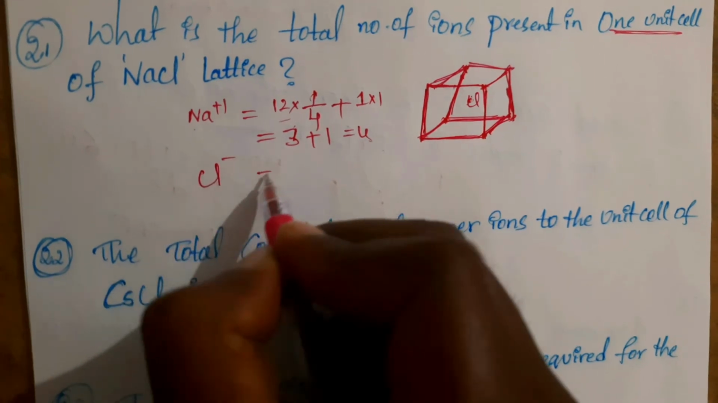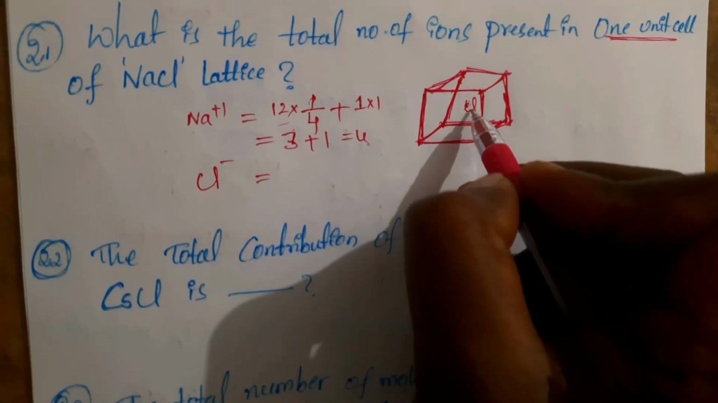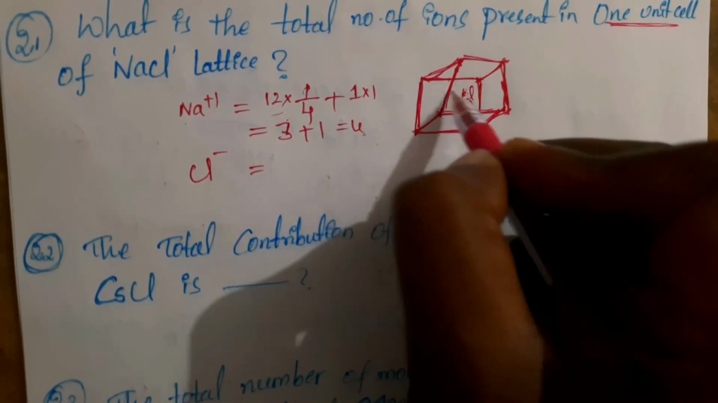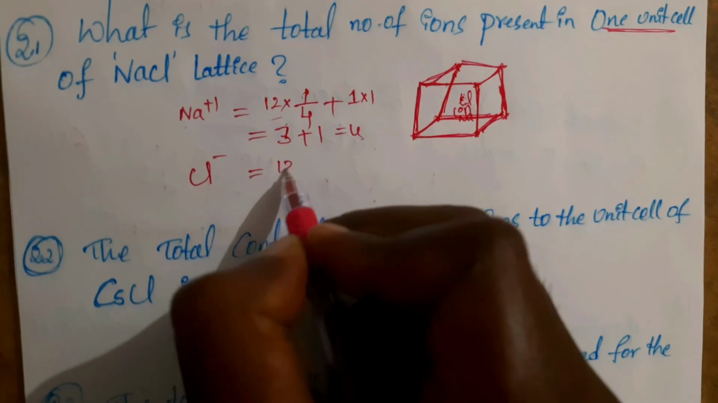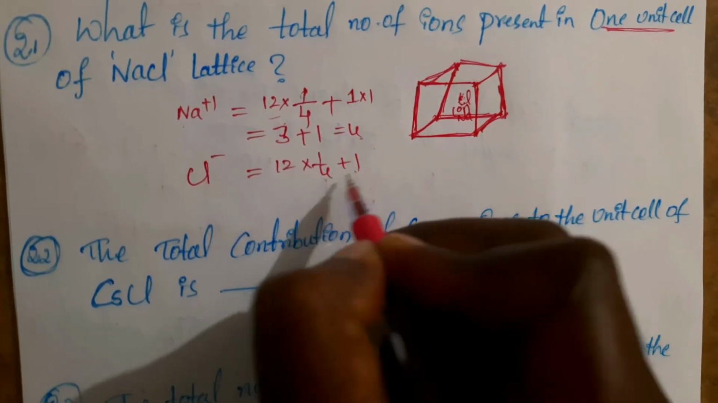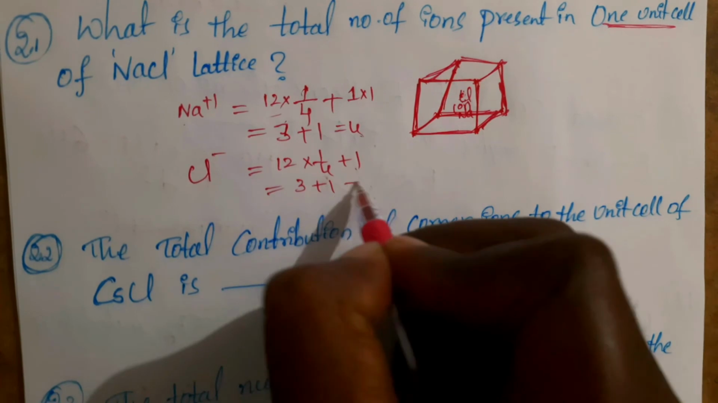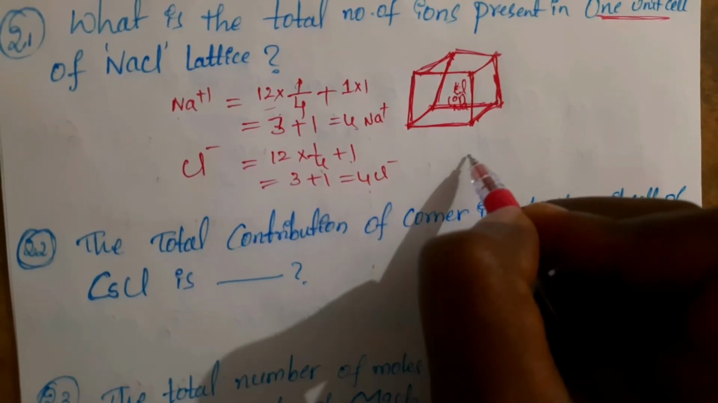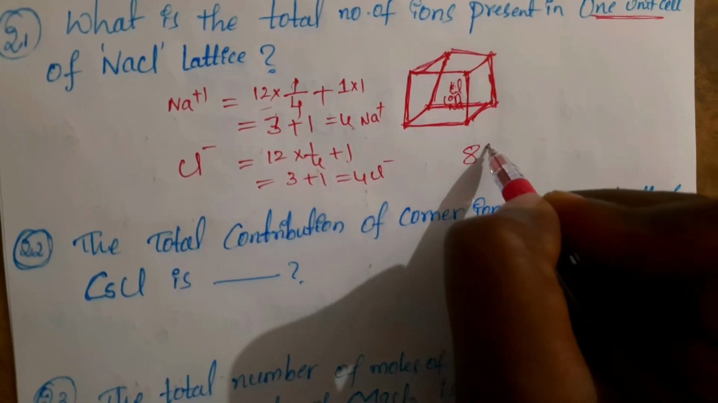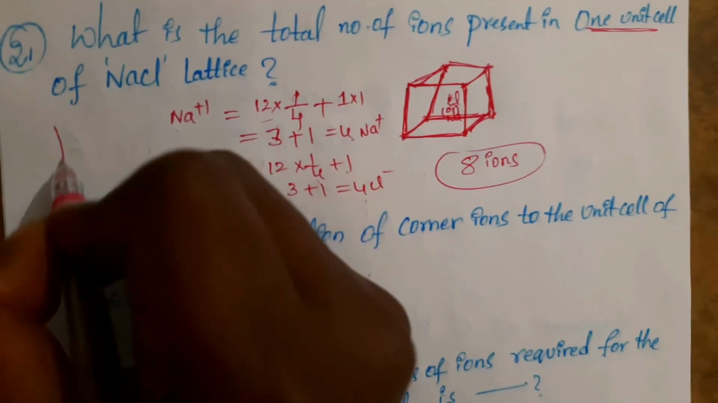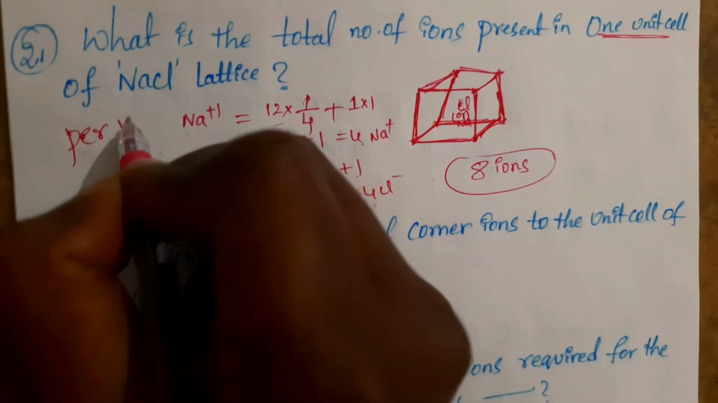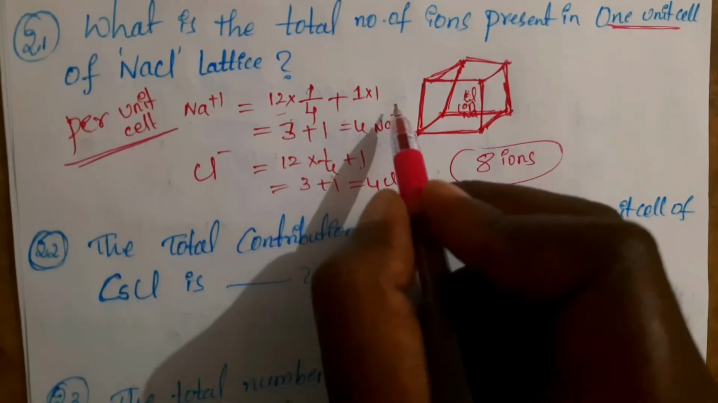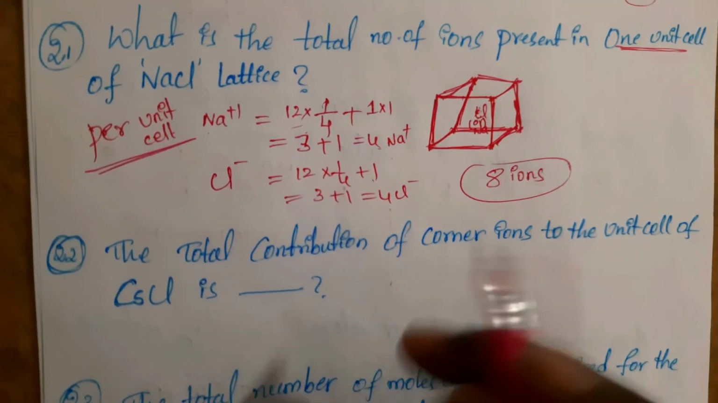What about chloride ions? If the sodium ion occupies the center, then the remaining chloride ions will be present on the 12 edges, that is 12 into 1 by 4 plus 1, which is nothing but 3 plus 1, that is 4. So 4 sodium ions and 4 chloride ions. Total will be how many here? 8 ions are present per unit cell. So a unit cell contributes 4 sodium ions and 4 chloride ions.